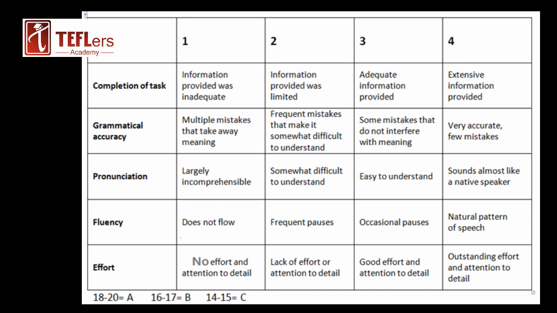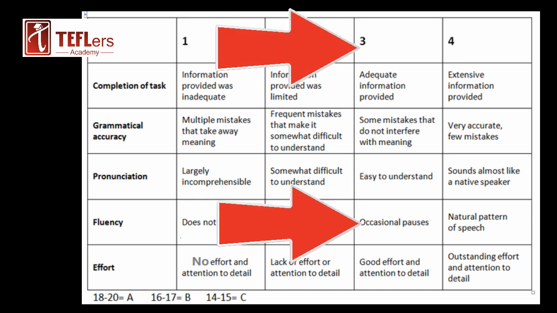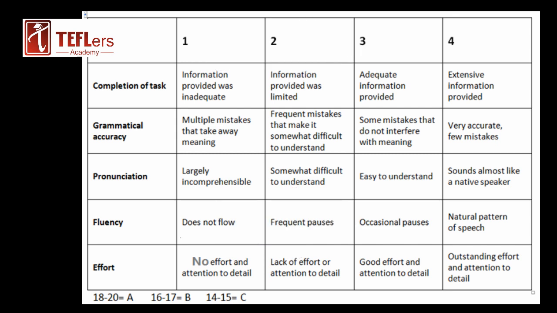Now we move on to fluency. Let's say that this student, when he was speaking, he just made occasional pauses. He did not stop all the time, and he did not frequently pause. It was just occasional from time to time. How many points do you think we should give him? He gets 3. So this student has 12 points so far.